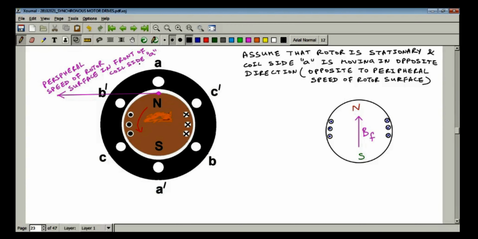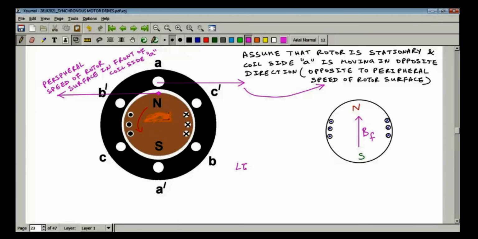So that means we have to assume that conductor A is going to move in this particular direction. Let me change the color. This is what we are assuming. Okay, so now let us apply Fleming's right hand rule.